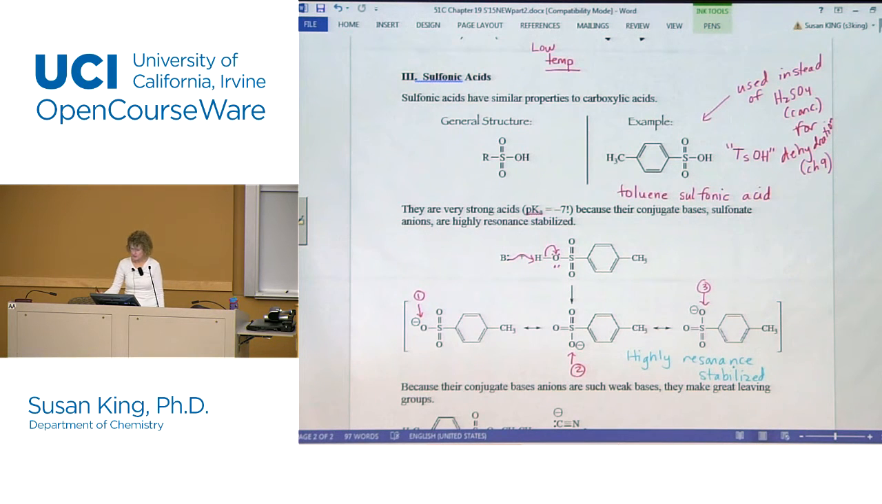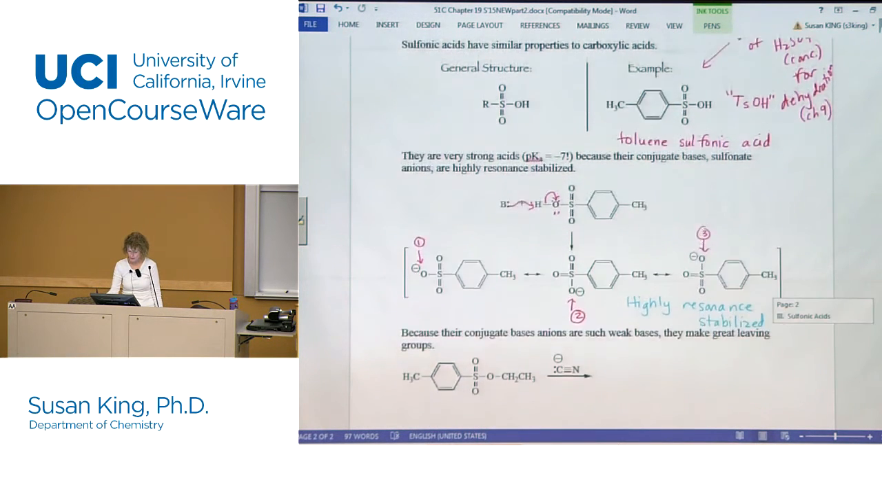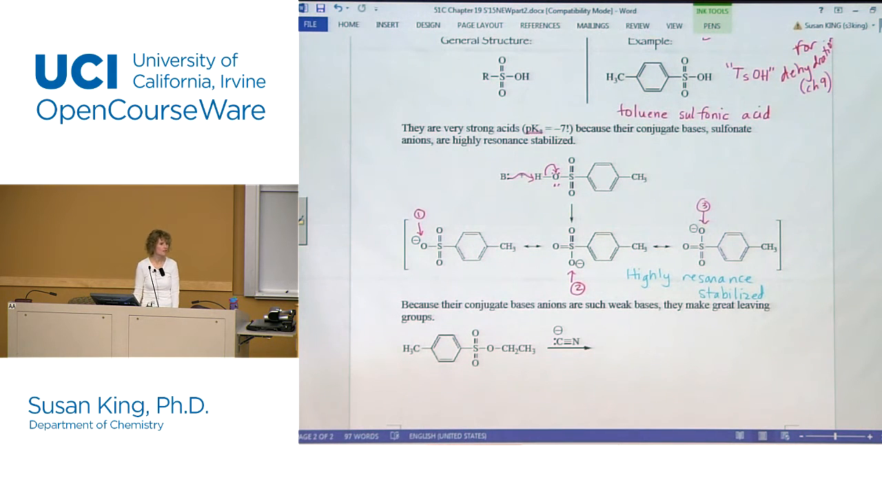Because their conjugate bases are such weak bases, they make great leaving groups. And so we saw in chapter 9 that we can use tosylates as a leaving group. This one here is ethyl tosylate. I'm sure you recognize the name ethyl tosylate. You might have forgotten what a tosylate looks like, and that's the danger of using abbreviations. When you're doing reactions, you forget what they actually look like. So if we were going to abbreviate this, we would write CH3CH2OTos. So that's our tosylate, and we know that they make great leaving groups.